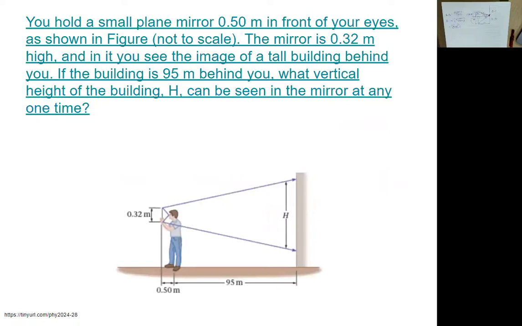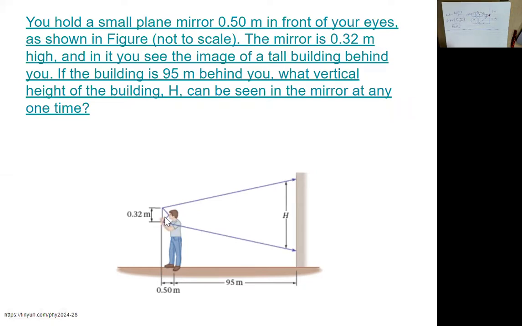So let's take a look at one example on this for the image of a plane mirror. So this one says you hold a small plane mirror somewhere here. So this is the plane mirror. This is 0.5 meters in front of you. So this is the distance, okay? All right. And it says the mirror is 0.32 meters high. So this mirror is 0.32 meters high.